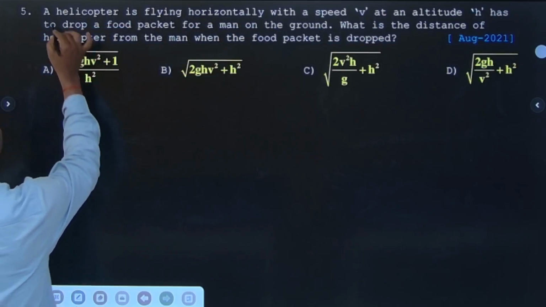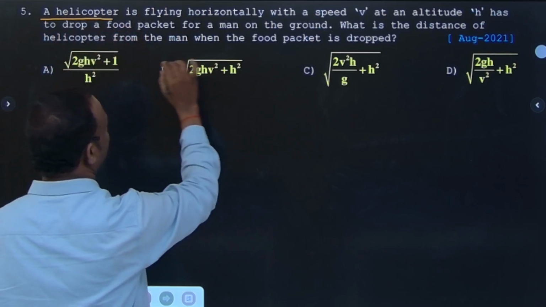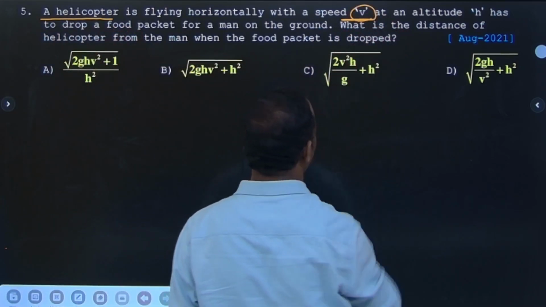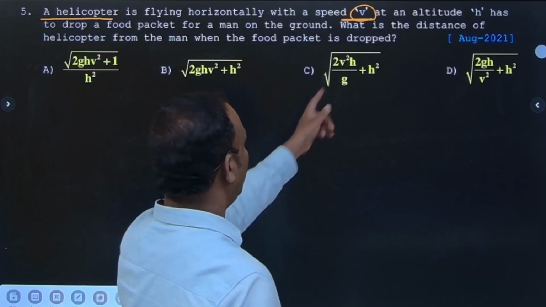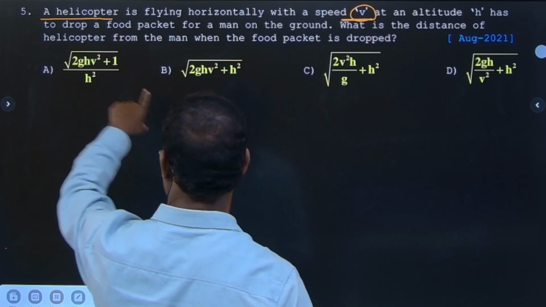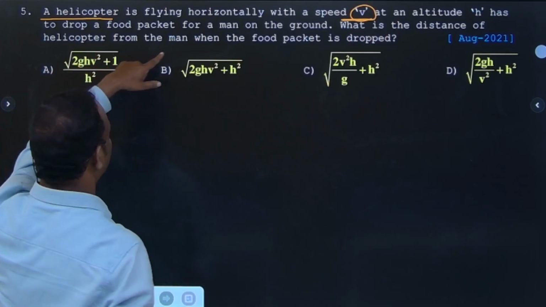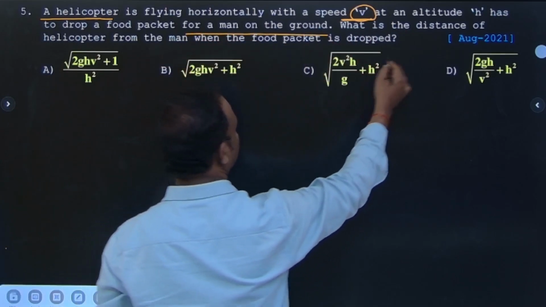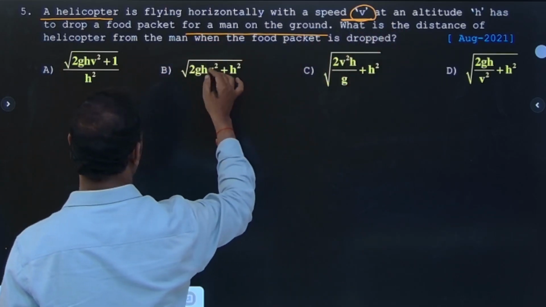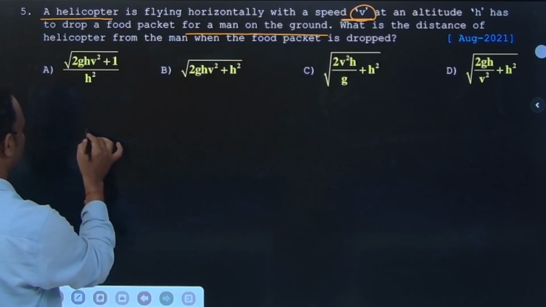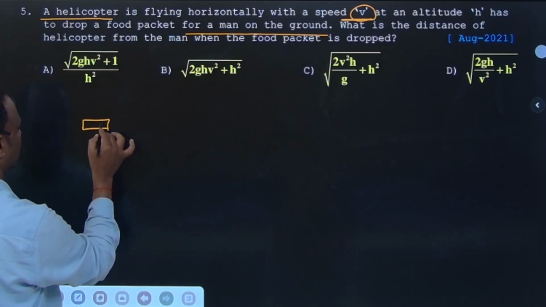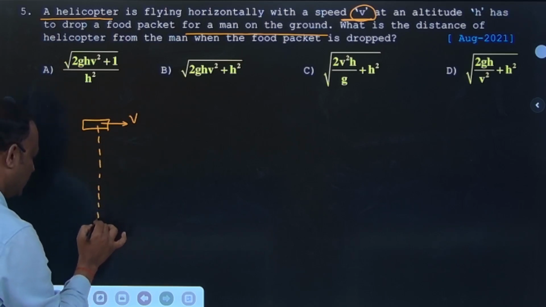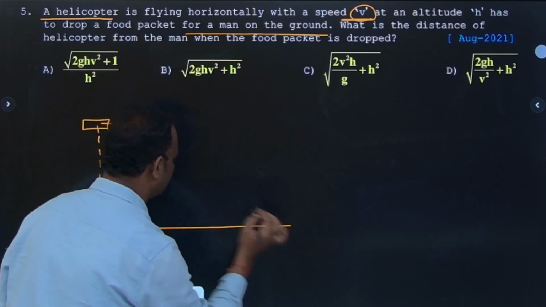A helicopter is flying horizontally with a speed v, so the horizontal component of velocity is v, at an altitude h, to drop a food packet for a man standing on the ground. What is the distance of the helicopter from the man? Let this be the helicopter, moving with a speed v, which we can take along the x-axis.